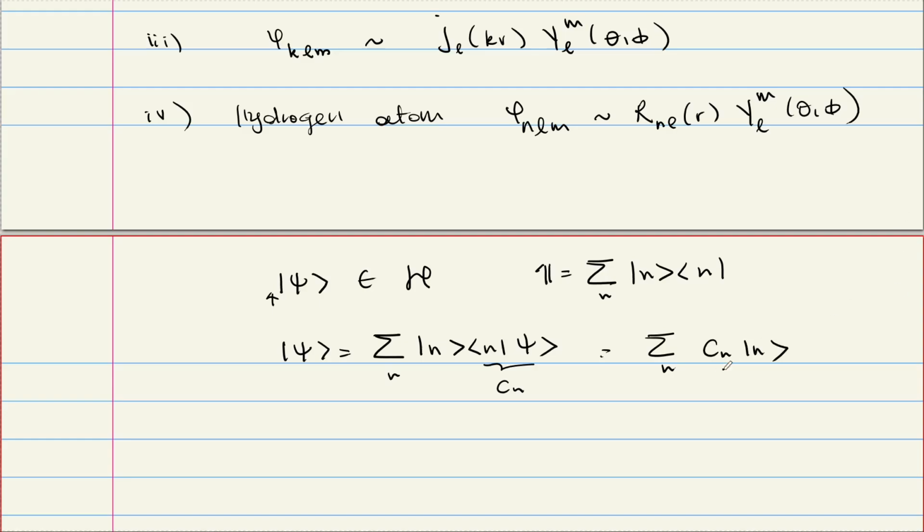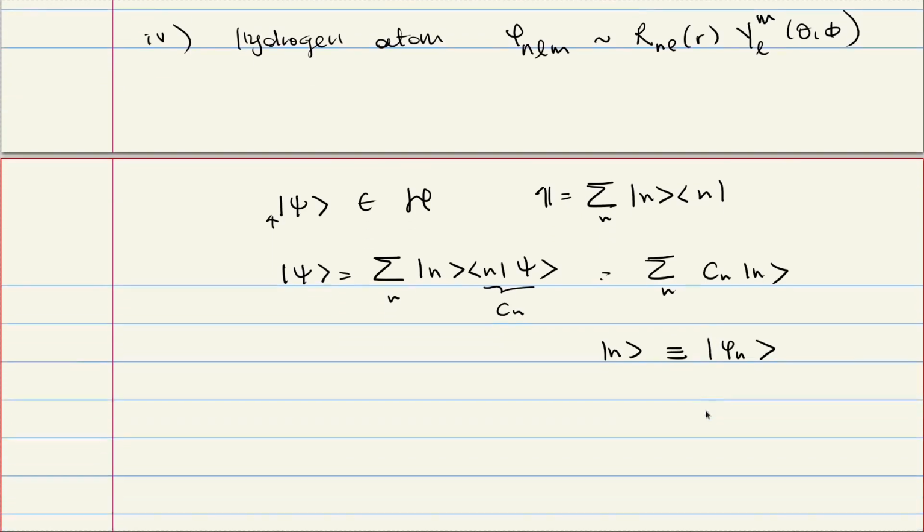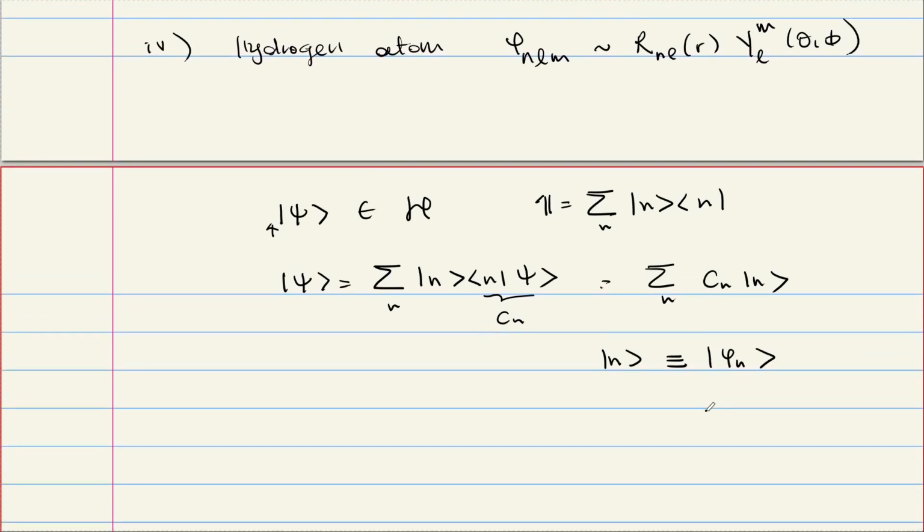And here I am using n for this phi of n. This phi of n can be a particle in a box, a 1D harmonic oscillator, or any other problem. So the meaning of this is that these expansion coefficients are projections of the state onto the basis vectors.